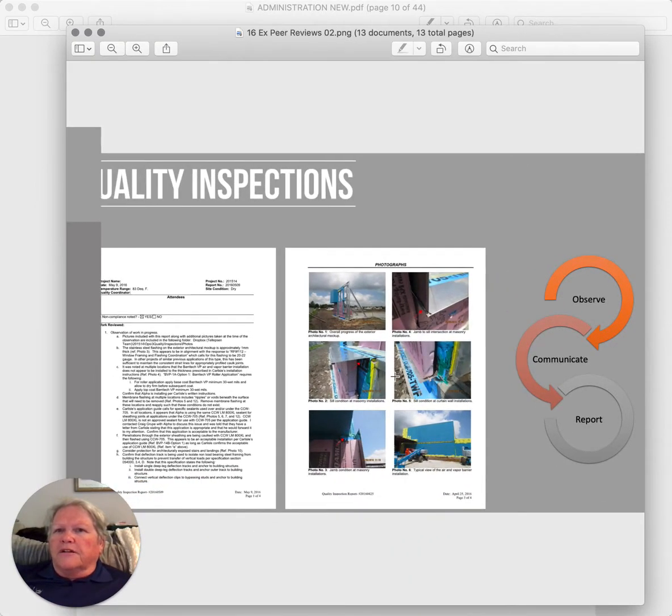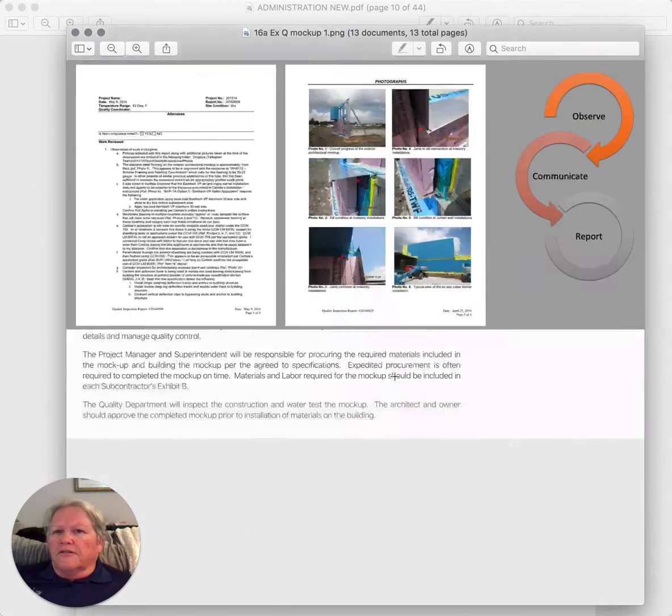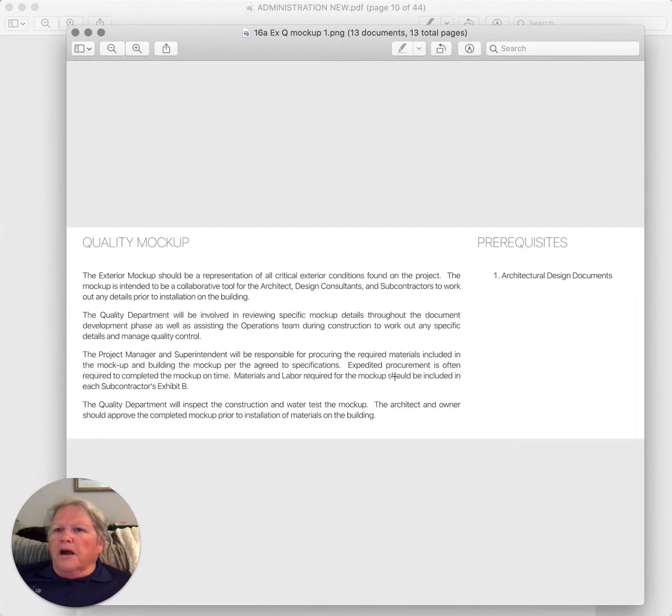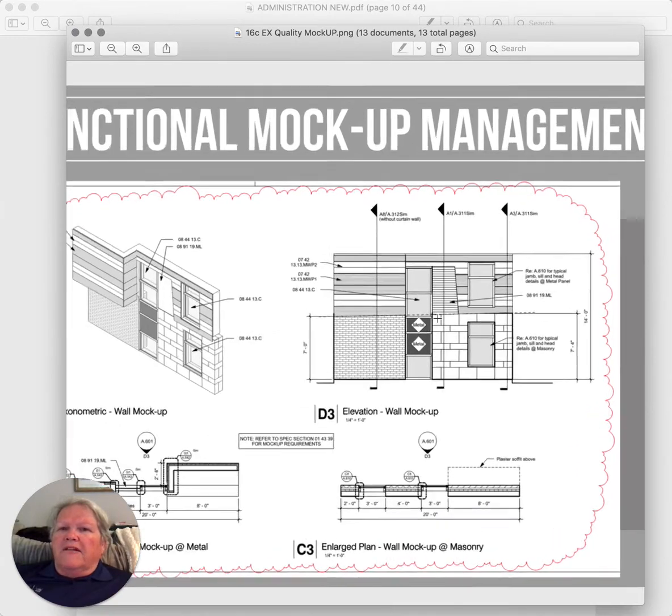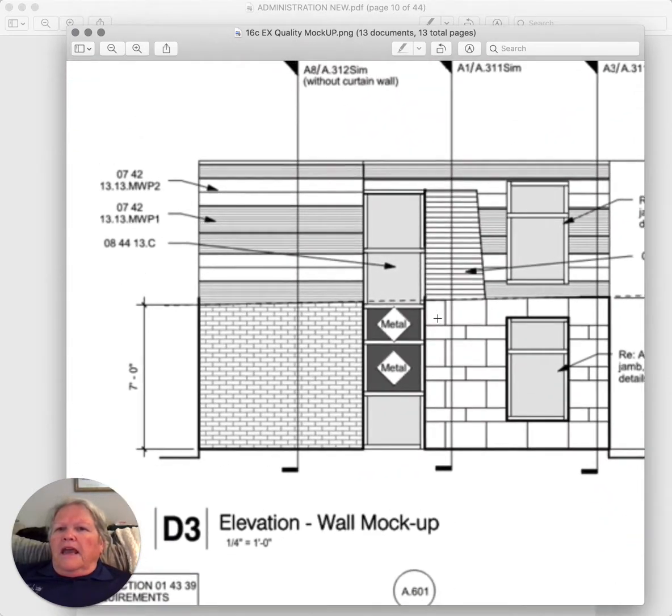Just to note for the record, to make sure everything's being taken care of. Quality mock-ups. I'm going to show you something here. Here is a functional quality mock-up. You can see here, basically what they're intended to be is, every time you have a dissimilar material butting up next to each other, you have an opportunity for leaks.